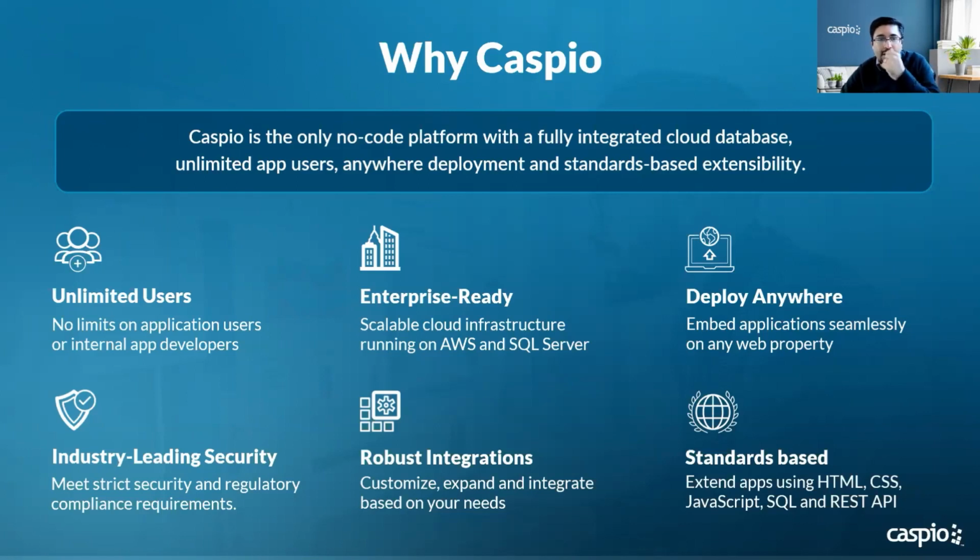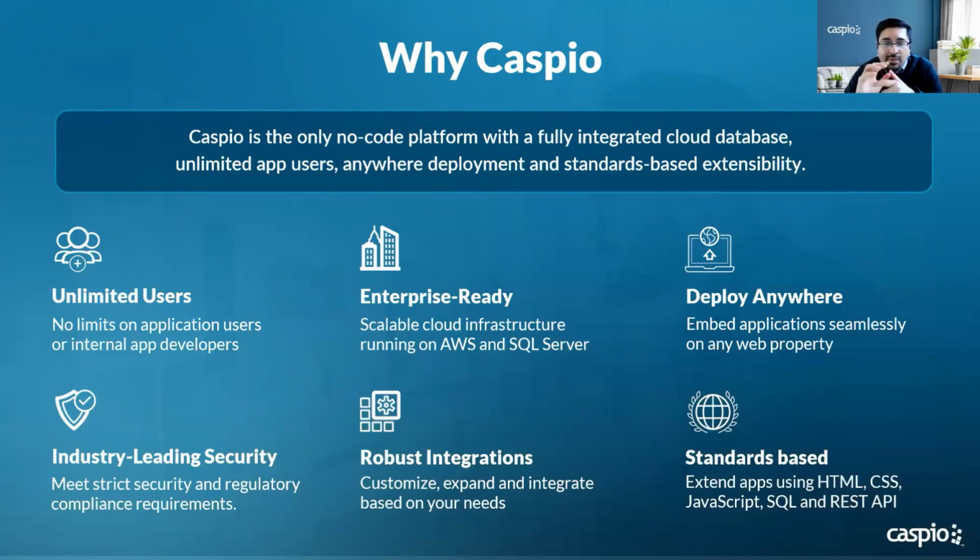And with us, you can build once and deploy anywhere. So you can embed your Caspio app seamlessly on any web property with just a couple of clicks. We provide industry-leading security and compliance with HIPAA, ISO, SOC, GDPR, and many other security and privacy regulations. You can customize, expand, and integrate your applications with a wide variety of other enterprise applications, as you will see in the demo later today. Akcelita integrated their Caspio application with their SAP ERP, just to give you an example.